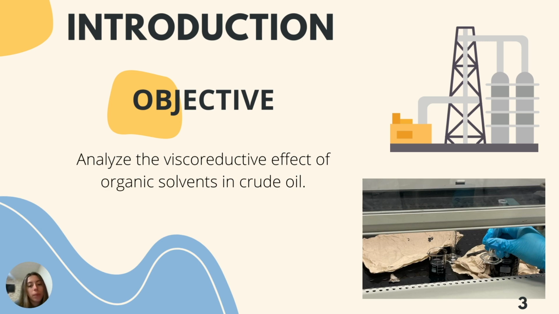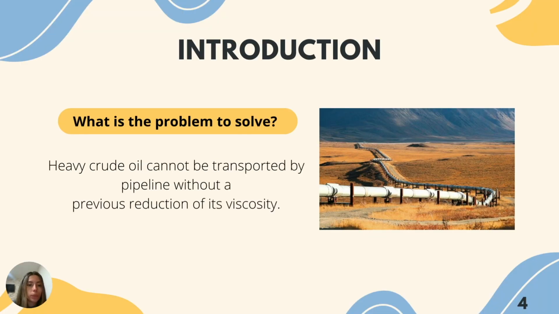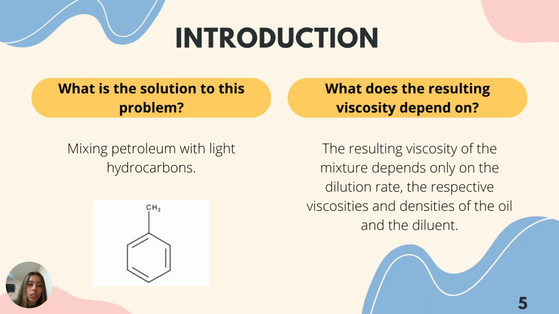In this case, we use a rheometer to measure the viscosity data. What is the problem to solve? Heavy crude oil cannot be transported by pipeline without a previous reduction of its viscosity. In an oil pipeline, crude oil circulates through a pipe thanks to the impulse provided by the pump station. What is the solution to this problem? One of the solutions is to mix petroleum with light hydrocarbons.